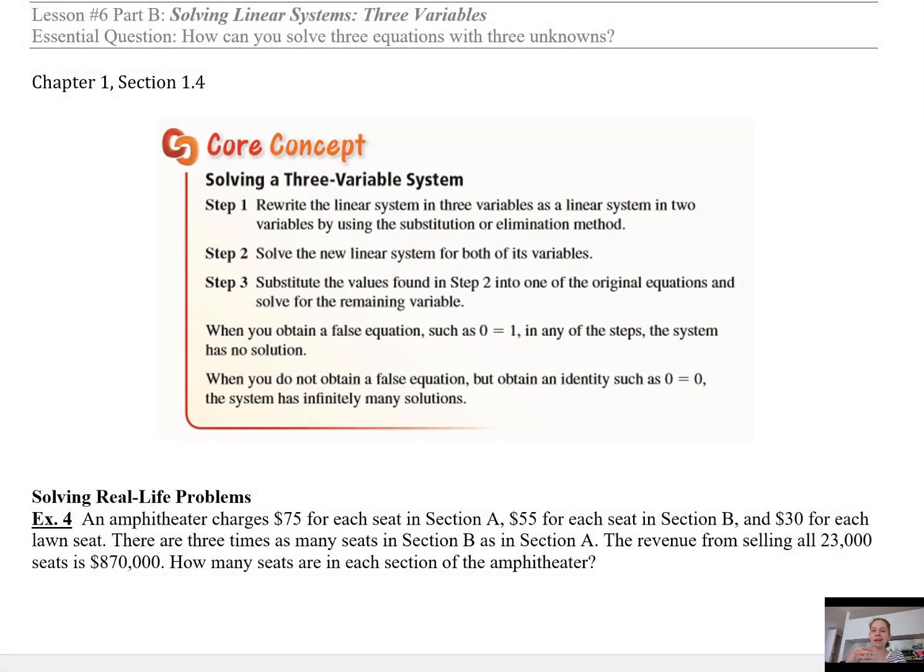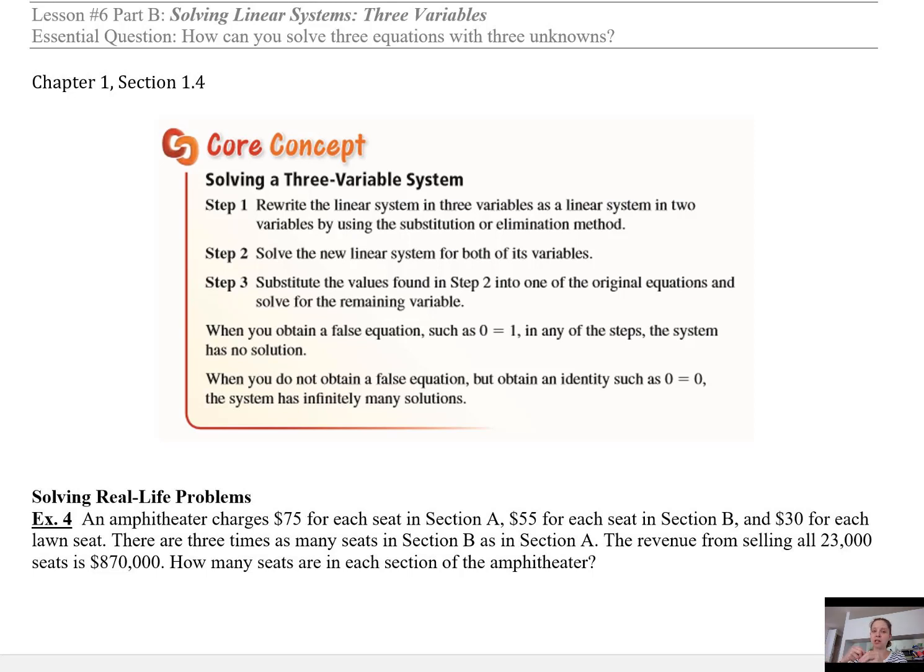So in Part A, we solved linear systems in 3 variables. We're going to do the same in Part B, but now we're going to start with a real world or word problem that translates into a system of 3 equations with 3 unknowns, and then we'll go through the same steps of solving for the 3 unknowns. We'll begin by reviewing the 3 steps.